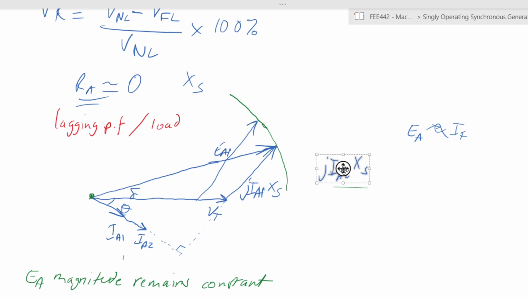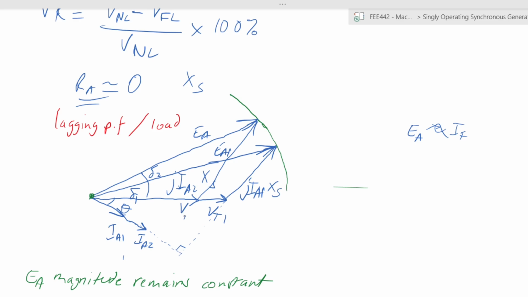So this is our JXSIA, put it over here. Okay, so what this means is that EA will now be constrained to its point, but we now have a second angle delta 2 at which it changes its position. So we'll have a VT also, which is less, VT2, which changes. So instead of having EA1 and EA2, you will now have VT1, the original, and VT2, the new one. Okay?